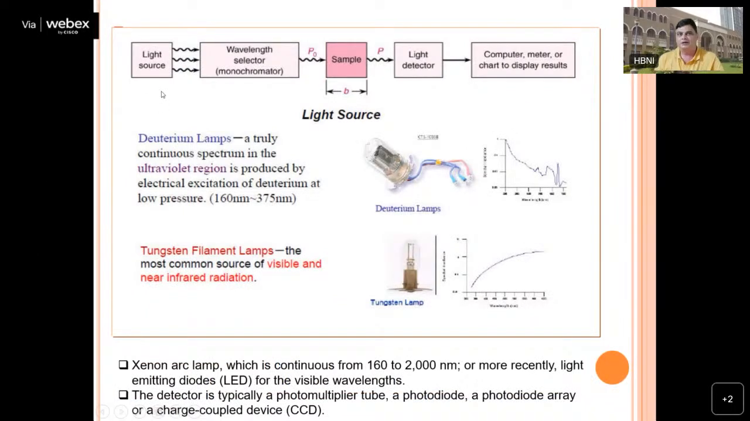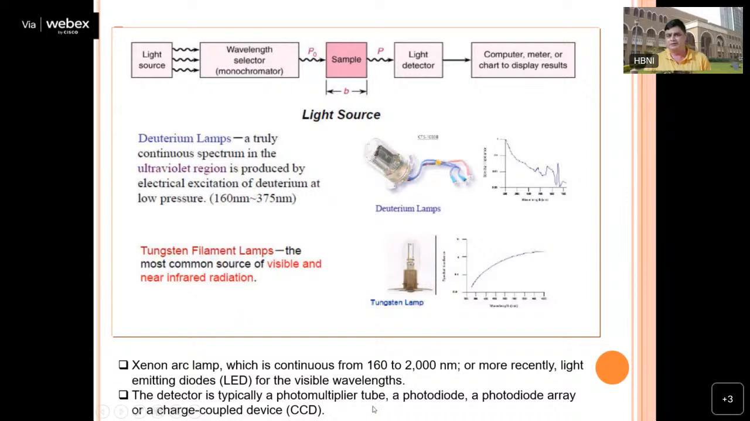This is generally a block diagram of the simplest UV-visible spectrophotometer. It has a light source, and after the light source there is a wavelength selector that we call the monochromator. From this, light of a selected wavelength goes to the sample, which sits in a sample holder, typically a quartz cuvette. Then we have the light detector.